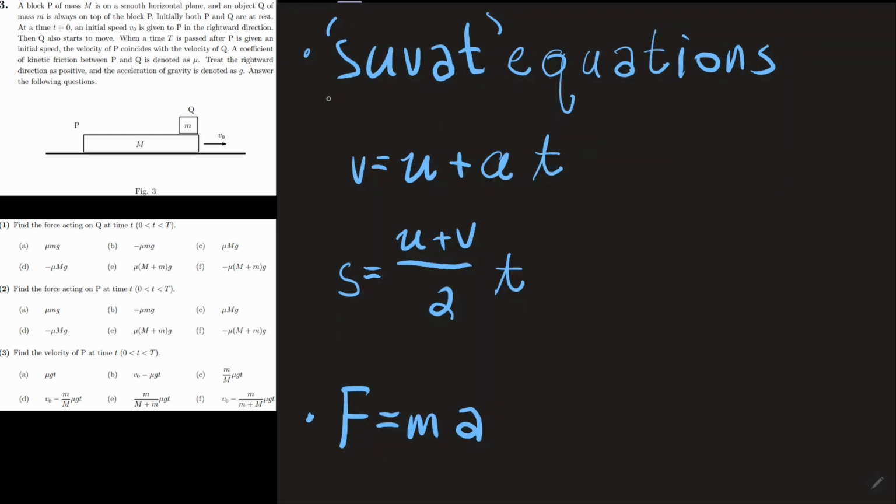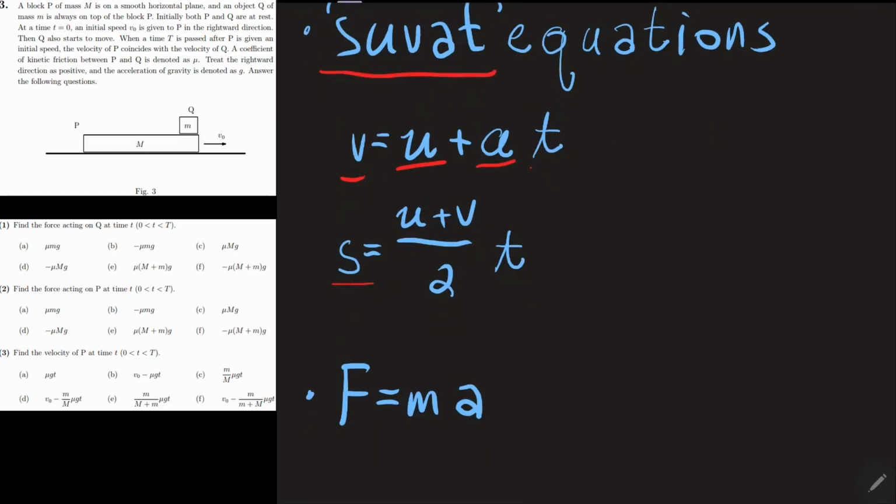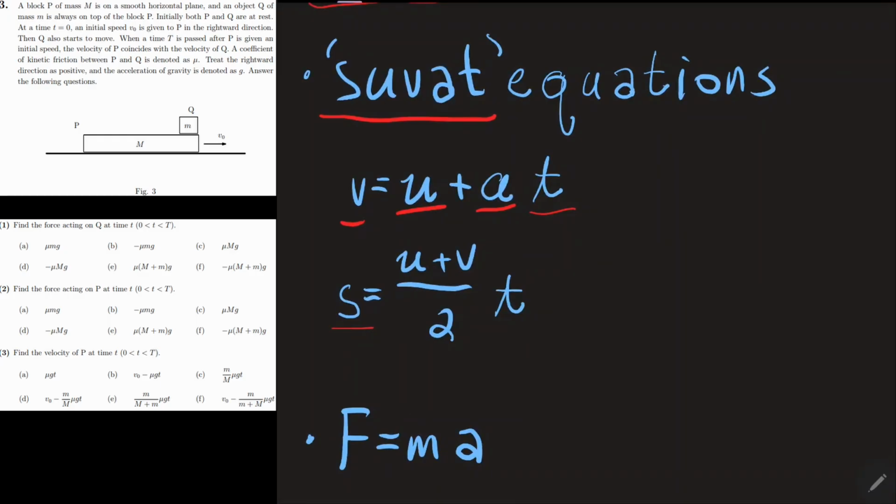I learned these as the so-called SUVAT equations. You may have learned them in a different way, but hopefully they're still familiar. So here, v is the final speed, u is the initial speed, s is the displacement, a is the acceleration, and t is the time taken. There are more equations than this, but I believe, at least for this question, these are probably the only two you're going to need, but you definitely should learn all of the SUVAT equations for the MEXT exam.